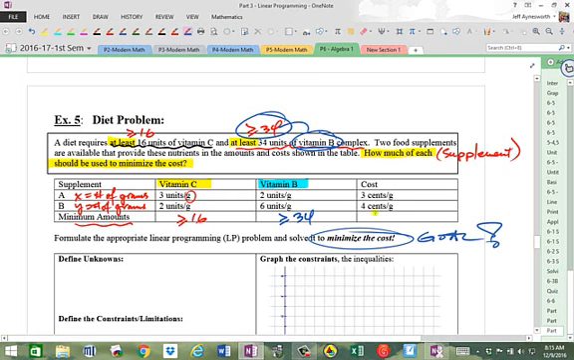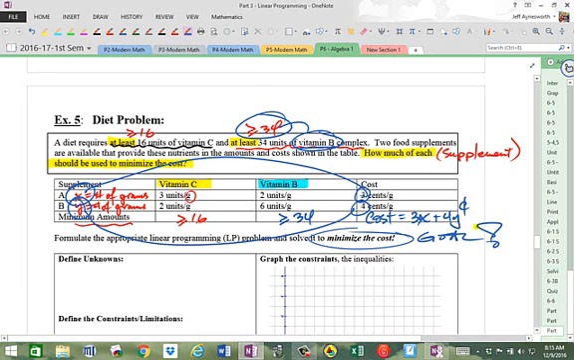So the cost on each one of these, if there's 3 cents for every gram, we've got 3 times the number of grams, which is x. So we take the 3 and multiply it by the number of grams. Cost equals 3 times however many grams used of supplement A, plus 4 cents times however many grams of supplement B, so plus 4 times y. And that's going to be in cents. So the question is, how much should you use of each supplement to minimize the cost?